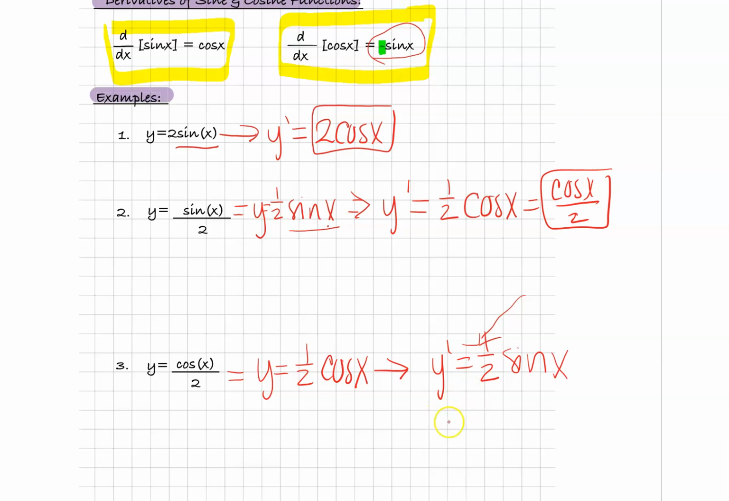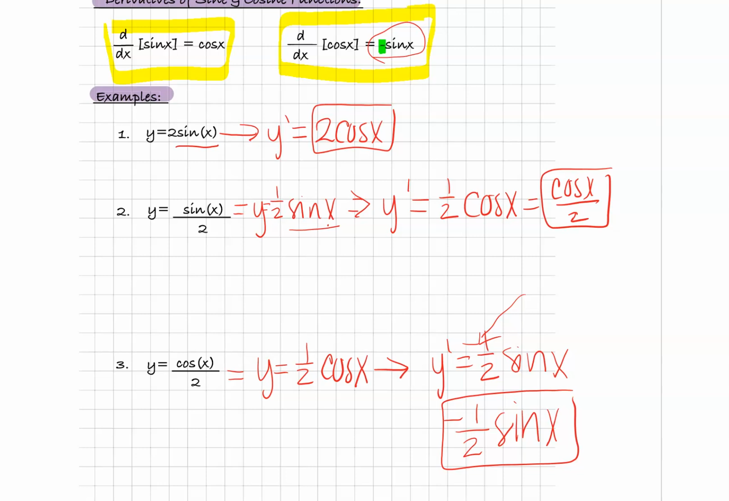Y prime, I kind of messed it up, so I'm going to rewrite it, is negative 1/2 sine x, and I'm done. So sine and cosine are not too bad, but you do need to remember which one has the negative on it so you can figure that out from there.